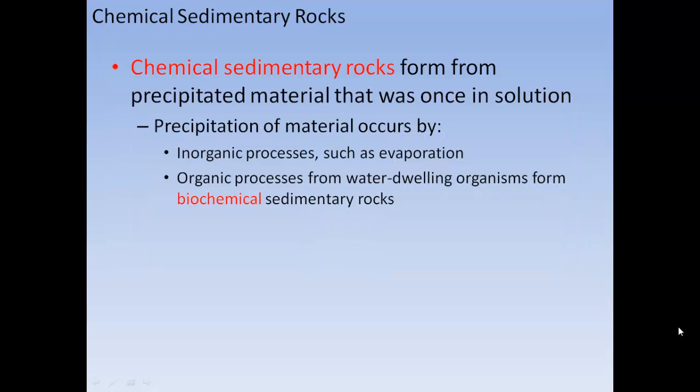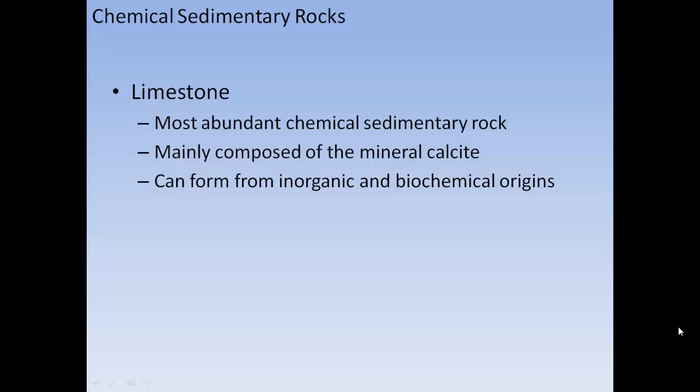Chemical sedimentary rocks form from precipitated material that was once in solution. Precipitation of material occurs by inorganic processes such as evaporation, or organic processes from water-dwelling organisms that form biochemical sedimentary rocks. Limestone is the most abundant chemical sedimentary rock, mainly composed of the mineral calcite. It can form from inorganic and biochemical origins.